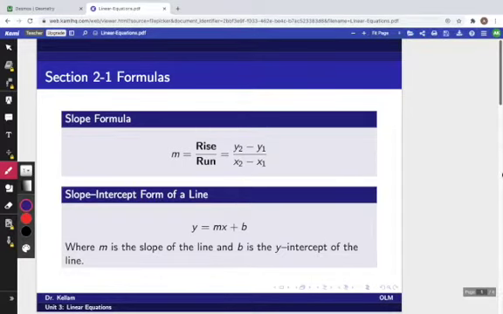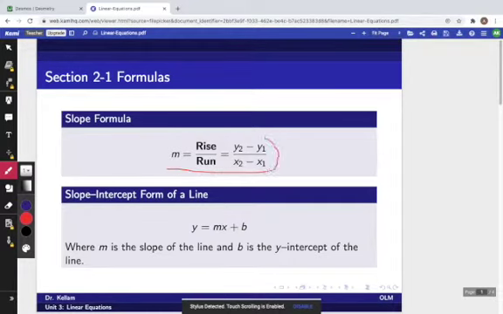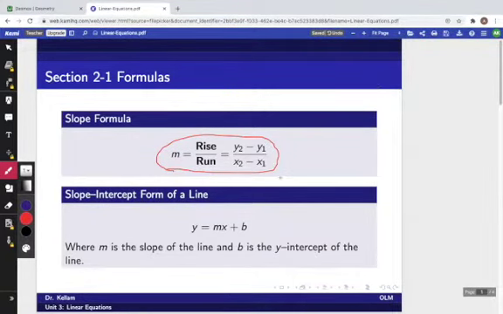This video is going to be starting section 2.2, but first a quick review of the formulas that are important from 2.1. You must remember the slope formula. I don't care particularly how you choose to remember it. The key thing is you can think of it pictorially using rise and run, or you can think of it as a formula and just plug in the points in the correct way.